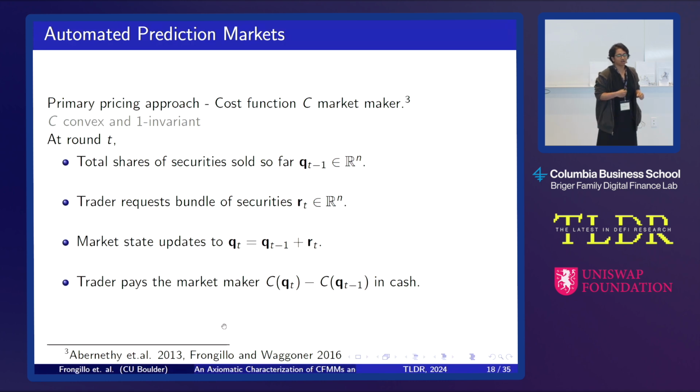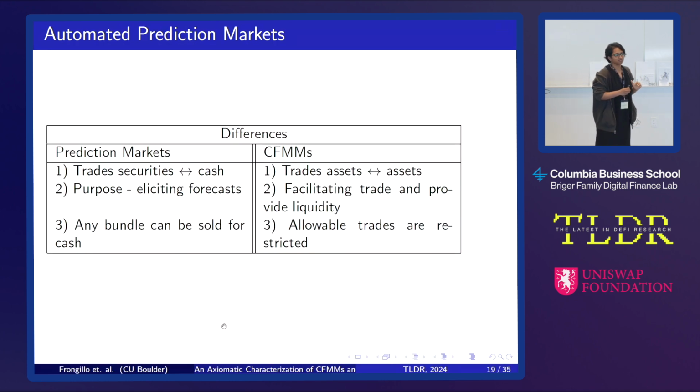And in order to get this bundle of securities r_t, the trader has to pay C of the current state minus C of the past state in cash to the market maker. So this has been pretty well studied, and right off the bat, they seem like very different frameworks for implementing an automated market maker. In prediction markets, you trade securities for cash, and in CFMMs, you trade between assets.